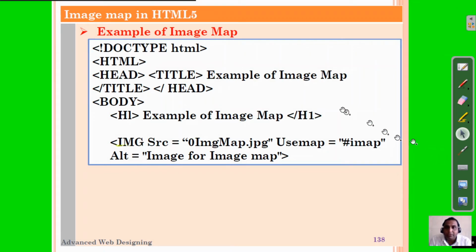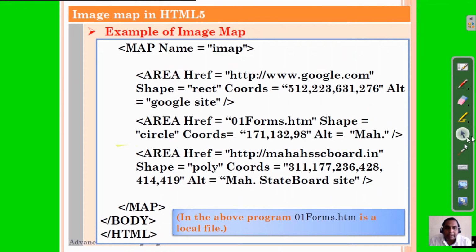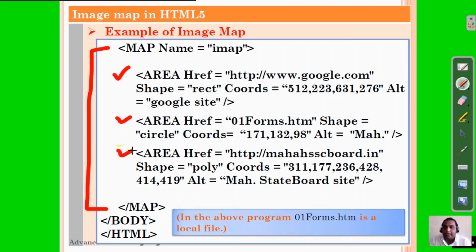After the image, we make use of the map tag. You see a map tag opened here, closed here. In between the map, I have three areas: 1, 2, and 3. And to this, I have href, I have shape, I have coords, and I have alt. These four attributes. With href, I specify a URL.